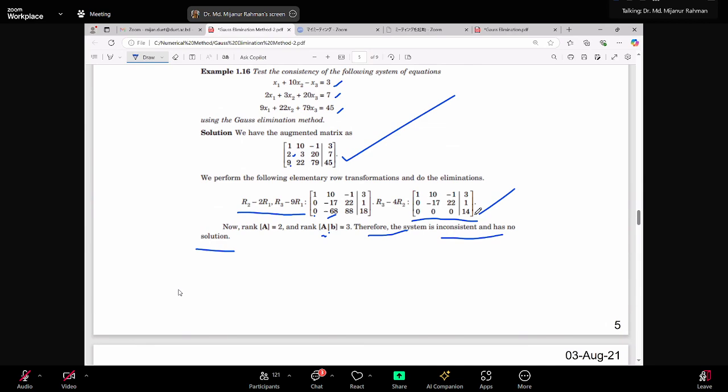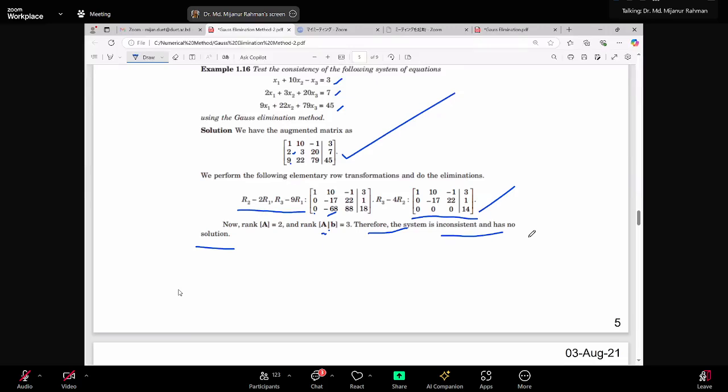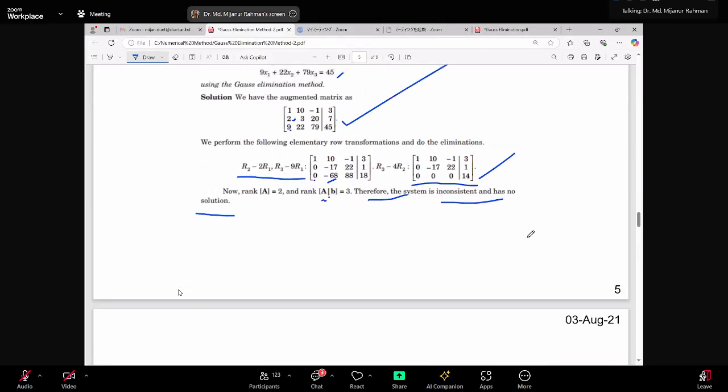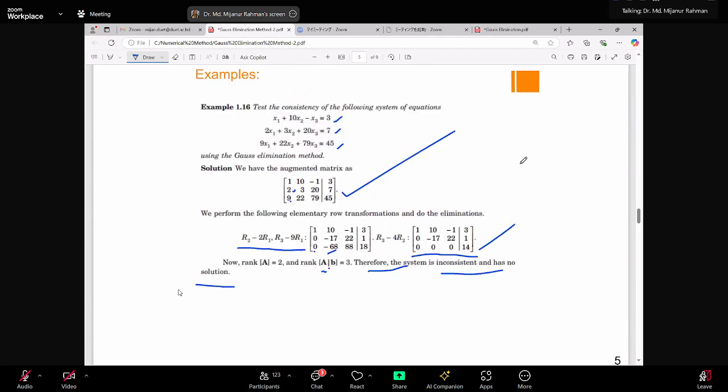Oh yes, both are 0, but for this specific problem, apparently it's showing that rank is 3, but the system is inconsistent and unsolvable. That means we can say our target equation is not correct. That is why, even if apparently it is saying rank is 3, still it cannot be solved. This is the conclusion here. Still it is showing the rank is 3, but it cannot be solved by this system. That means our raw equation is not correct.